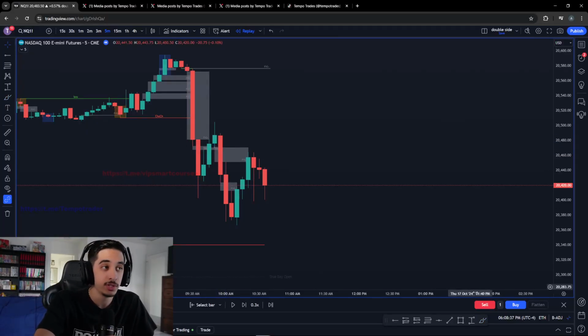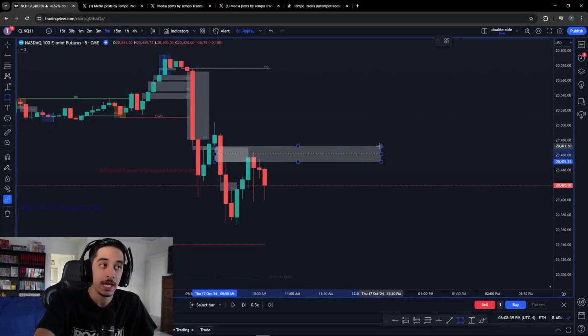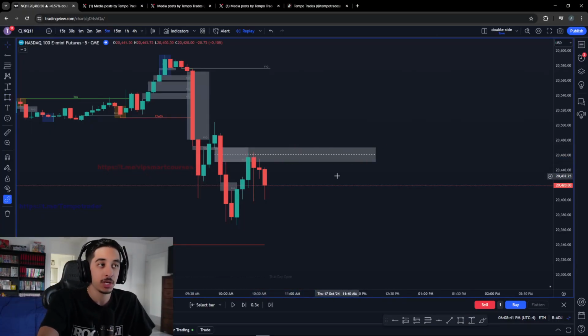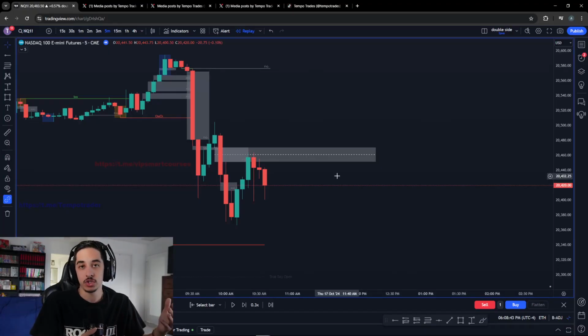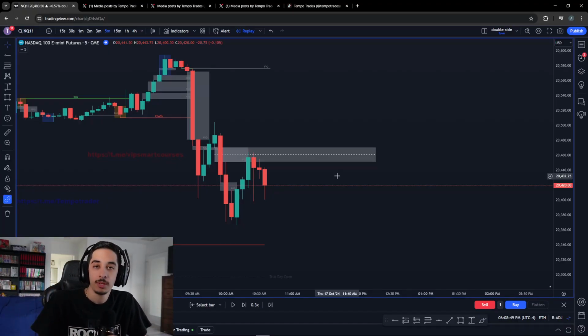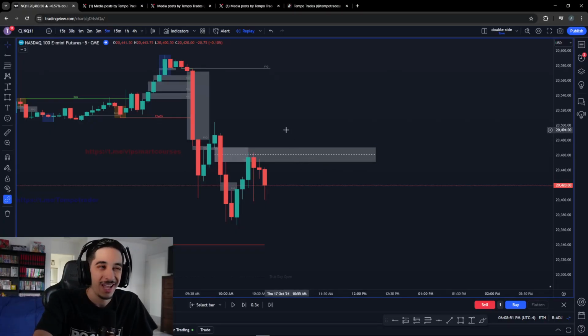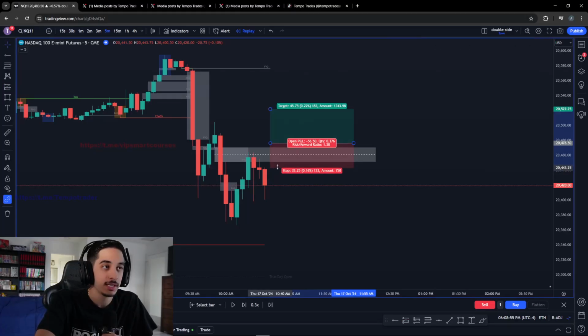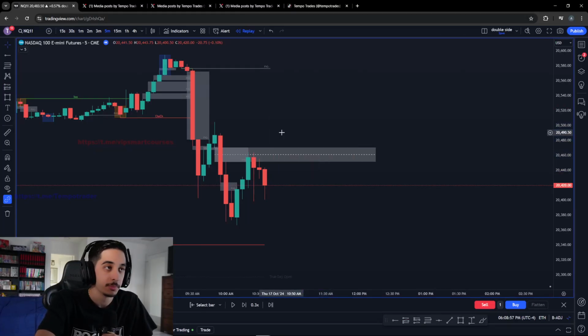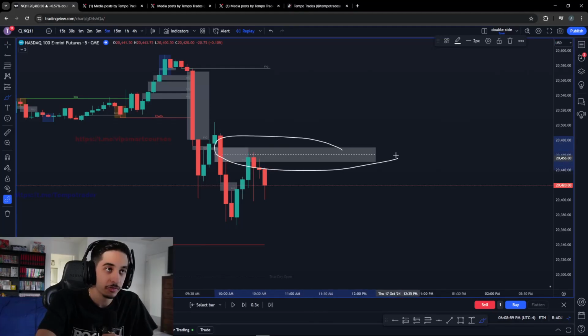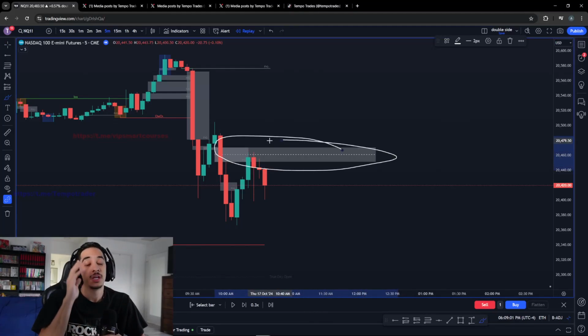8 to 20 points is really the range I look for. I don't want anything to be smaller than that because, you know, price could just disrespect it and it's not valid. And I don't want anything bigger than that because now your stop loss is huge. You're only going to be able to size in with a couple micros and you just can't. It's just a really awkward trade. So something like this would be perfect for me. So again, look for 8 to 20 point gaps and you'll be just fine.